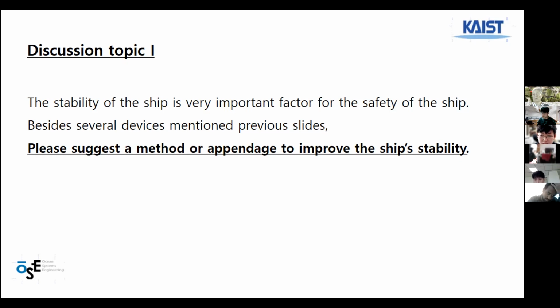Another appendage may be an active system, using a gyroscope. It may need energy, but we can also use gyroscopes to stabilize the ship. A gyroscope consists of a spinning wheel and precision equipment. As the angular momentum of the flywheel increases, the resisting force of the gyroscope to external torque increases. That means it's going to be more stable. So we may use these two additional appendages.